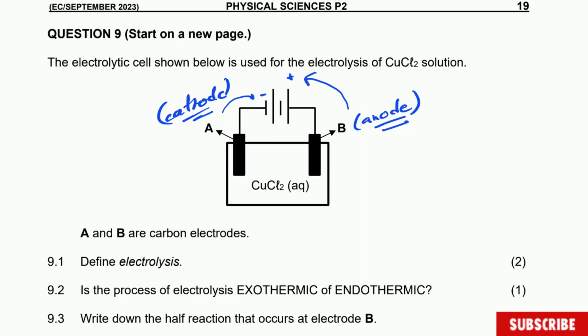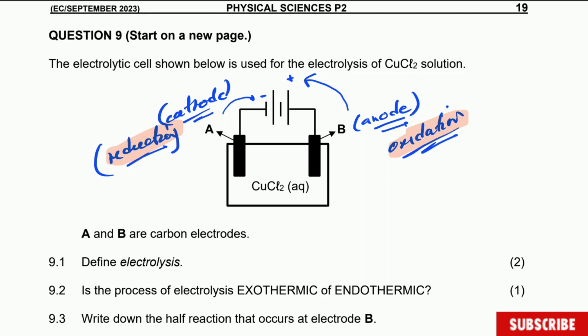What else? At the anode, oxidation takes place in both galvanic as well as electrolytic cells. At the cathode, reduction takes place. Reduction takes place at the cathode. Okay, that is important to remember from this topic.